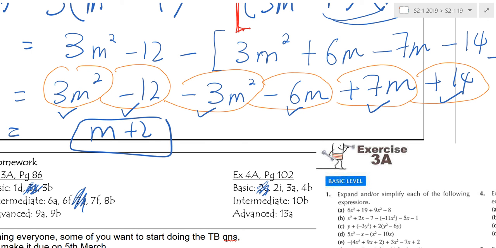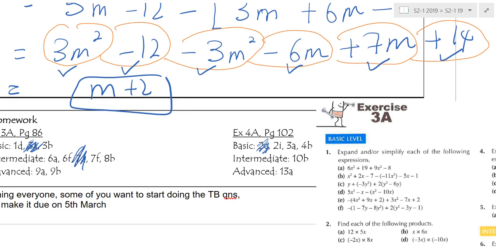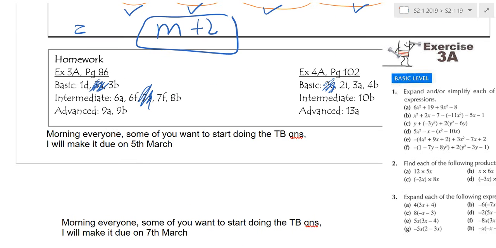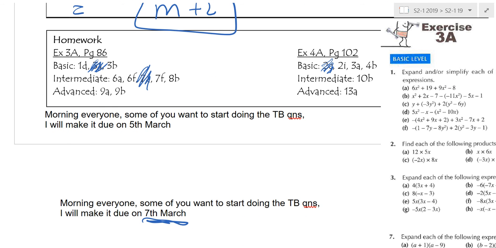Oh, okay. Then, the rest of the homework I will go through when? 7, right? This is 2, 1. This is 2, 3, I think.